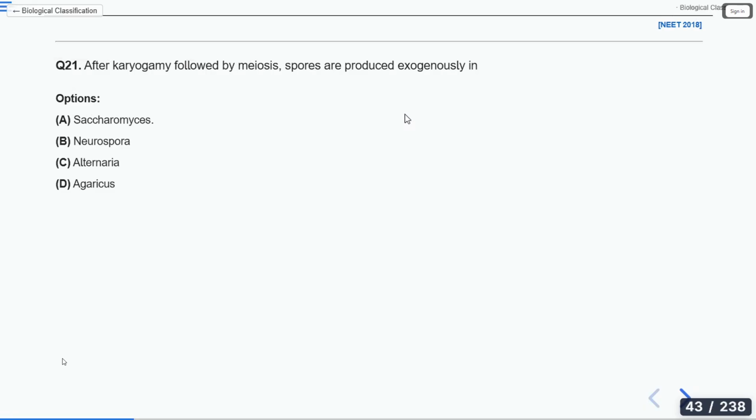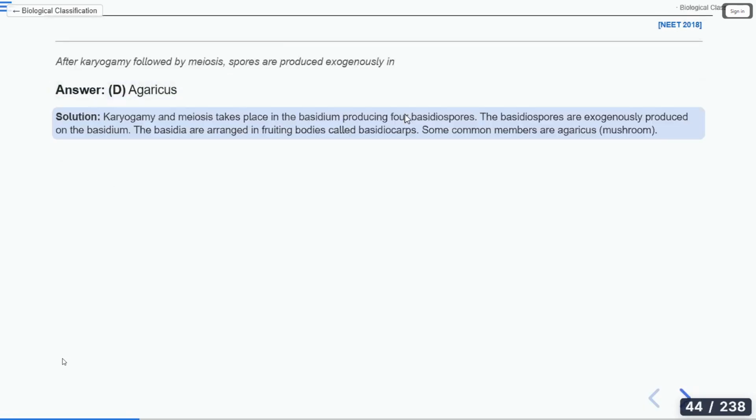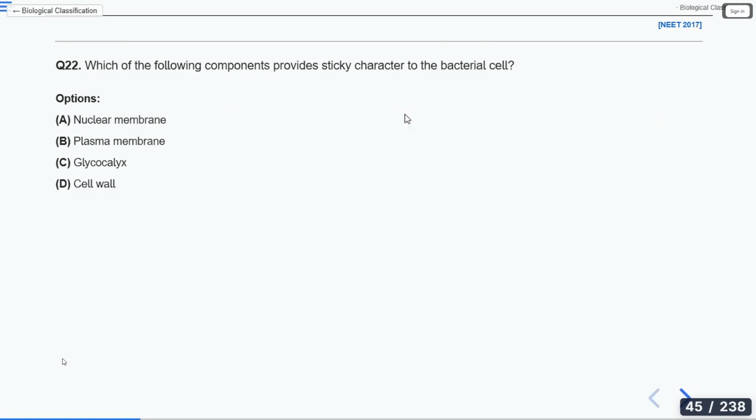Endogenously or exogenously? Where will it form? Where can you see a basidiospore? Exogenously. So, what is the correct answer then? Option D is the correct answer. After karyogamy followed by meiosis, in Agaricus, basidiospores will be formed exogenously. So, that is the correct answer.